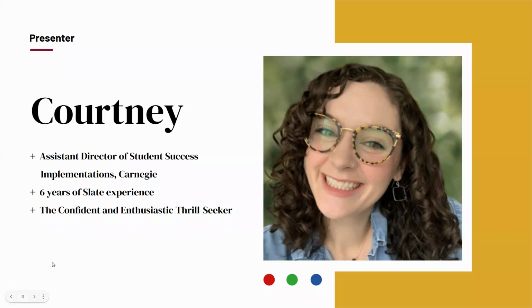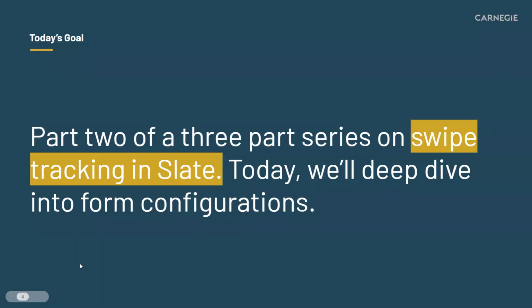Before we go any further, let me introduce myself. My name is Courtney Mumma, and I am the Assistant Director of Student Success Implementations here at Carnegie. I have about 6 years of Slate experience. I started as a Slate captain at a small art college in Portland, Oregon. And then I spent 2 years as a client support engineer at Technolutions. And then I've been enjoying the rest of my time here at Carnegie in this role. And I am the confident and enthusiastic thrill seeker.